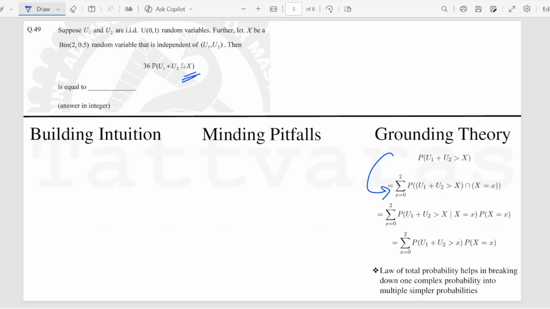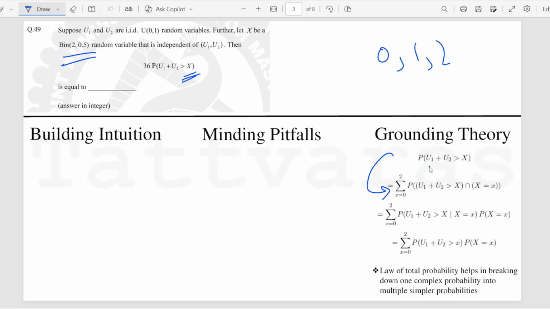X takes three values, right? Binomial distribution of 2, 0.5, which means it will take values 0, 1, and 2 with positive probability. And that is what we can condition on, these three values that X takes with positive probability. Once we do that, we can also break the intersection into conditional probability multiplied by the corresponding marginal so that it becomes simpler.